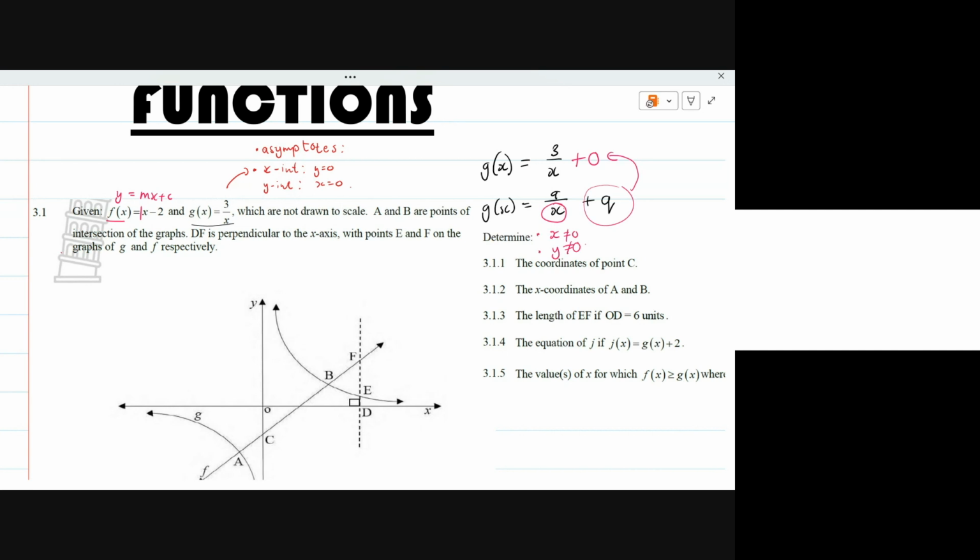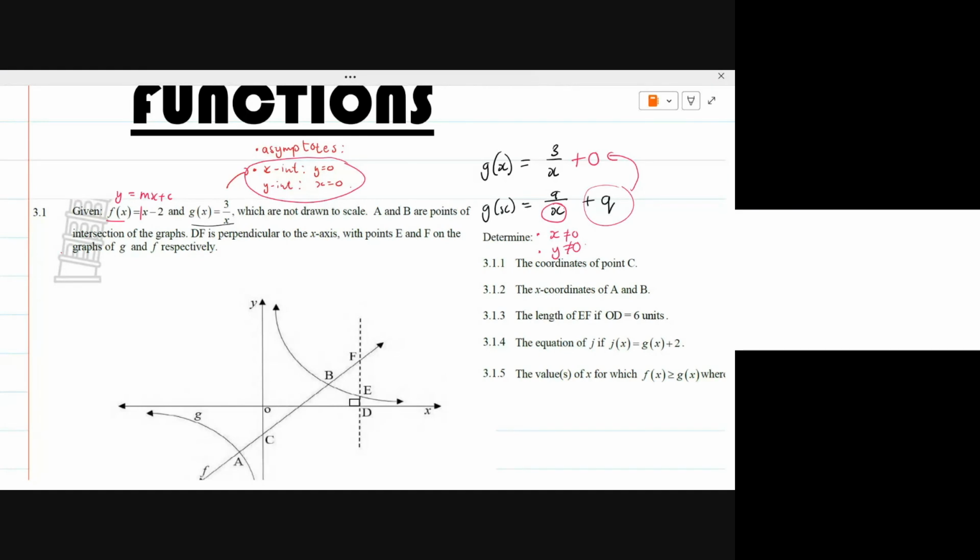But that's also quite problematic, because if x cannot equal 0 and y cannot equal 0, then we're not going to be able to find any intercepts. Okay. Am I making sense? Yes, thumbs up.